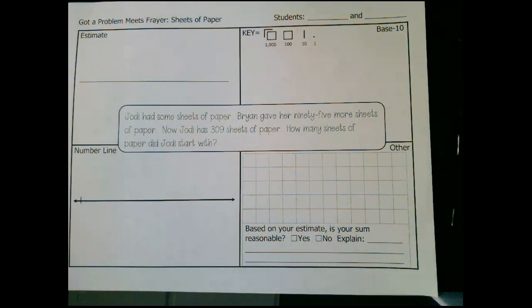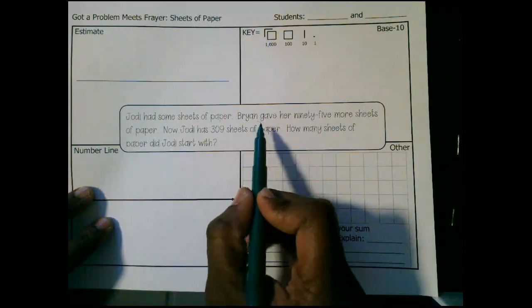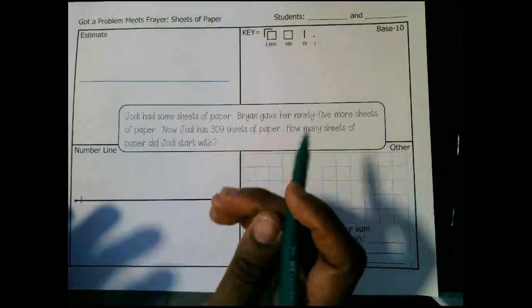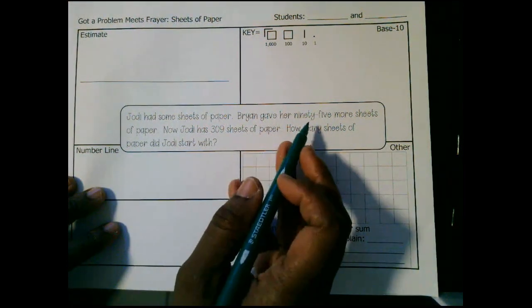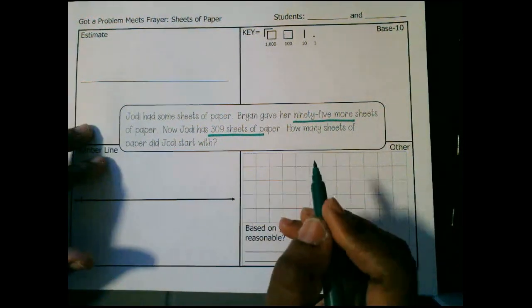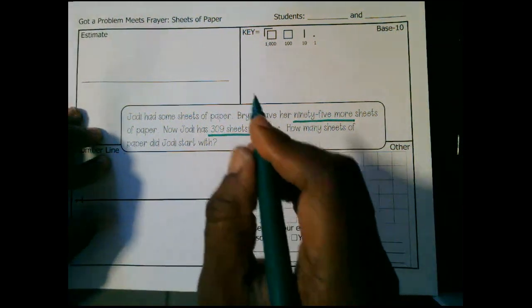All right, so the first thing we want to do is estimate so we know how large or small our answer is going to be. So we know that Jody had some sheets of paper. Brian gave her 95 pieces of paper, and now she has 309. And they want to know how many sheets of paper did Jody start with. So we're actually going to start with what she ended with, which is about 300.